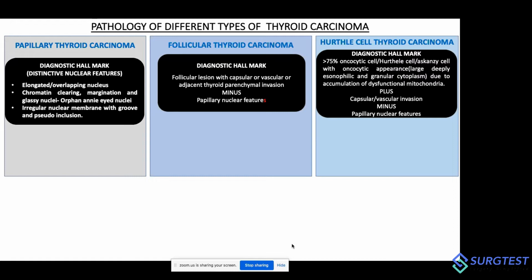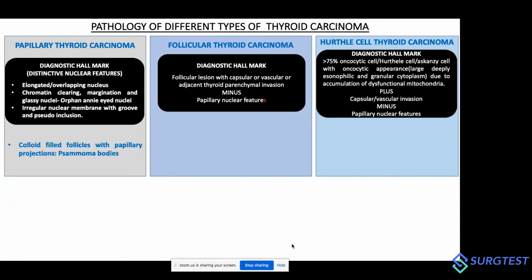For papillary, three nuclear features. For follicular, absence of those three nuclear features plus capsular or vascular invasion. For Hurthle cell, absence of those papillary nuclear features plus capsular or vascular invasion plus more than 75% oncocytic cells, which are actually due to the accumulation of the dysfunctional mitochondria.